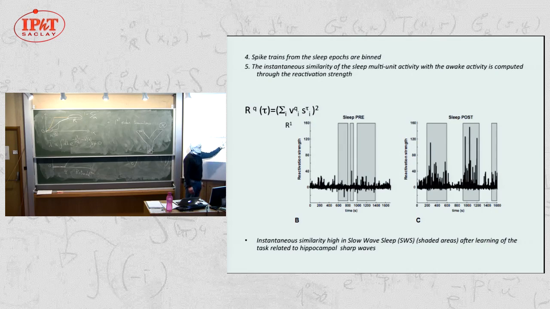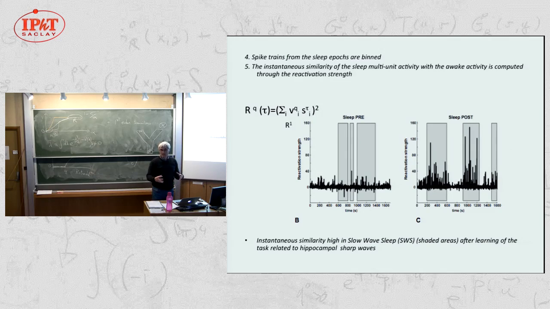And the gray areas here are the particular phases of sleep which correspond to slow wave sleep, okay? So where there are a lot of sharp waves. And what you see is that there is no statistical difference in the value of this projection outside and inside the gray region. While if you do exactly the same analysis with the post-sleep period, you see a completely different pattern with a very strong reactivation during the gray phases compared to the white ones.